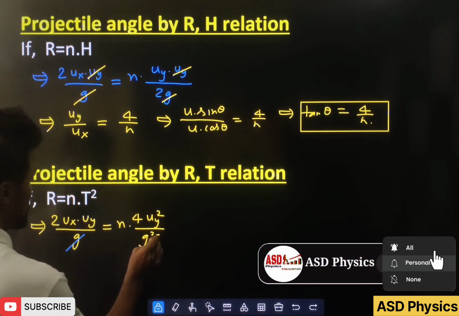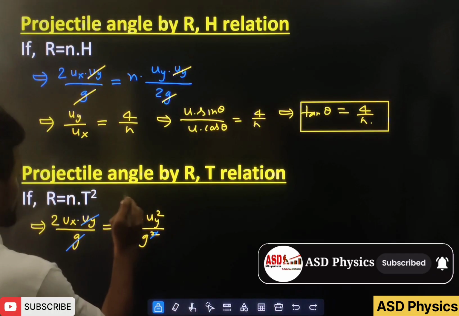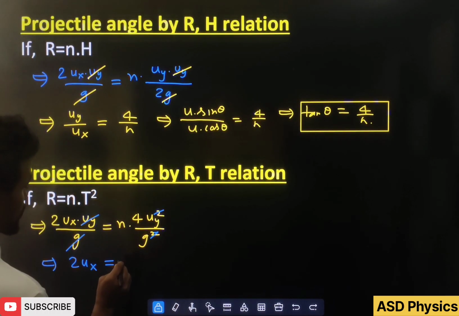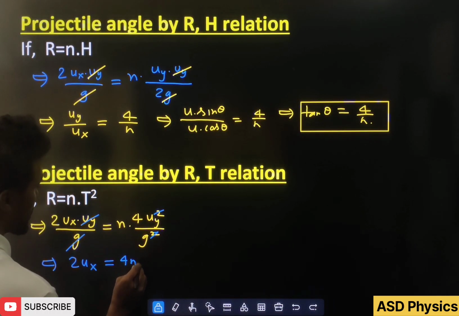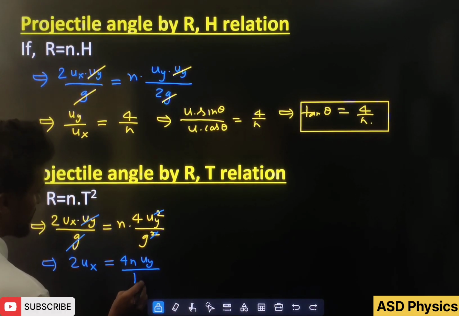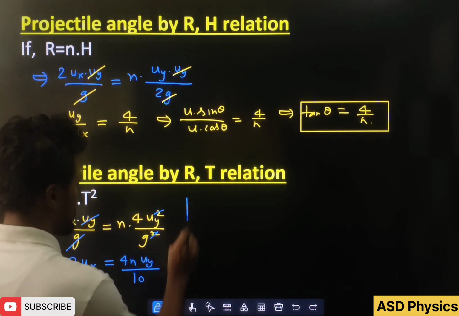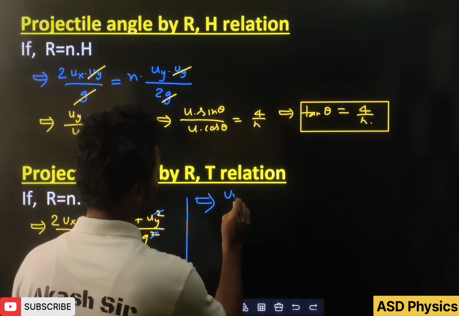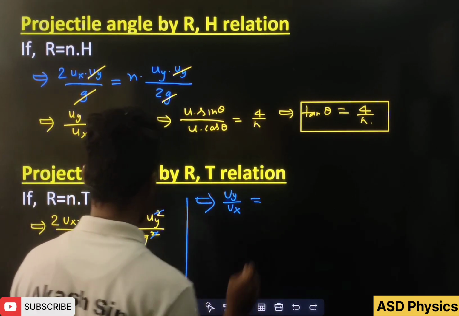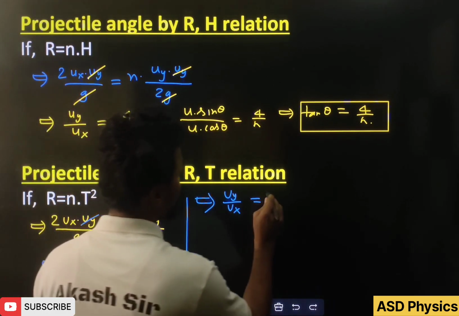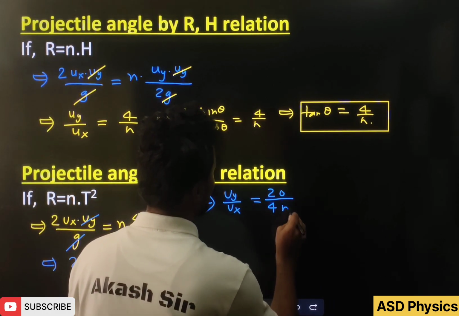See, from this g, one g is cancelled, and one uy is also cancelled. That means I can write 2 ux is equal to 4n uy, and one g is left now. I have taken g value as 10 approximation. So from here, what can I write? Students, see this uy by ux. This will go to this side, so 10 into 2, 20 by 4n. What is coming? 20 by 4n.